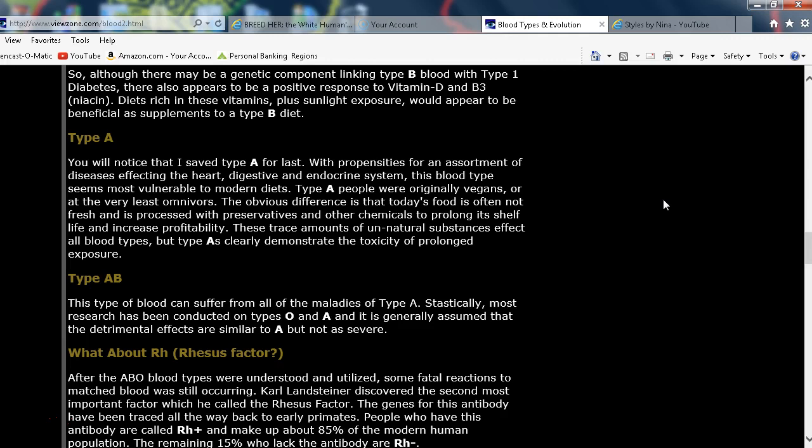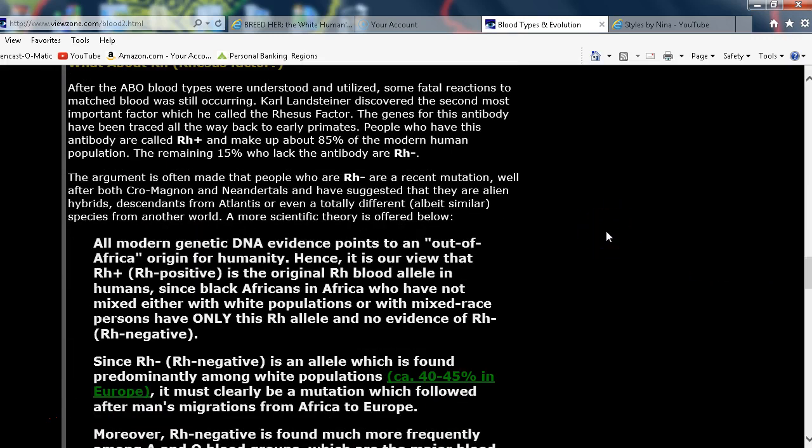Okay, so what about the RH, which is the rhesus factor? After the ABO blood types were understood and utilized, some fatal reactions to matched blood were still occurring. Karl Landsteiner discovered the second most important factor, which he called the rhesus factor. The genes for this antibody have been traced all the way back to early primates.